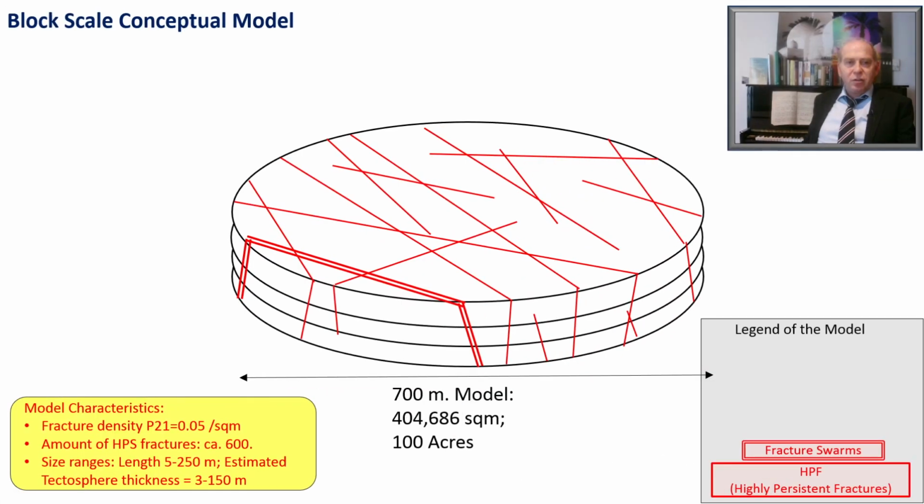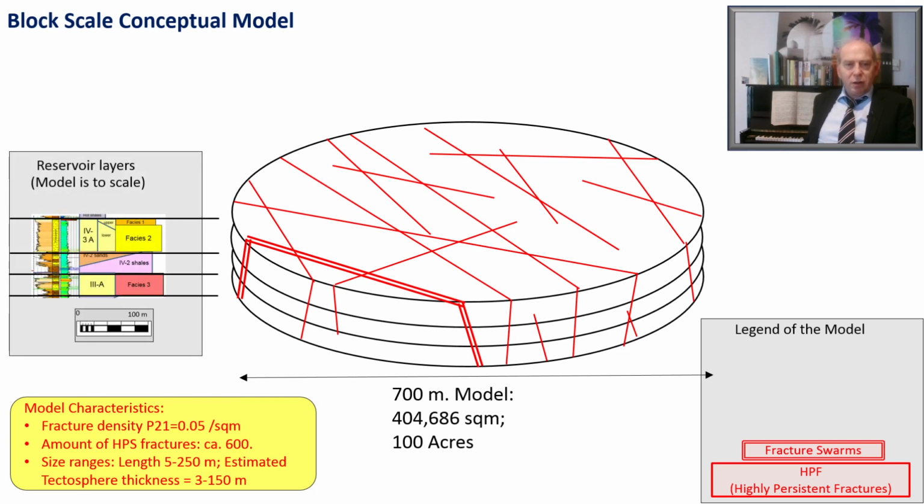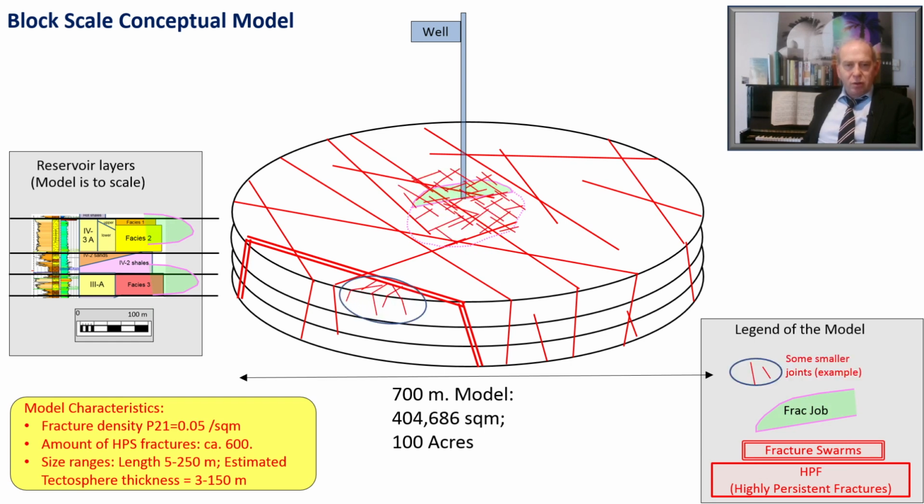Now, this is the reservoir block scale conceptual model. Centered around the well and built upon the reservoir layers we have identified. It is a 700 meter scale model, more or less, and here we see the frac job result that would stimulate the joint network and the larger highly persistent fractures transecting the reservoir.